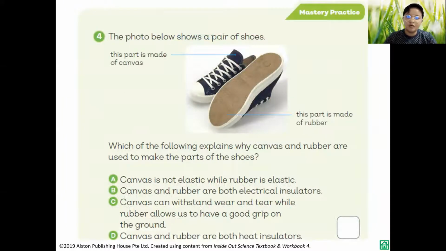Number 4, the photo below shows a pair of shoes. Which of the following explains why canvas and rubber are used to make the parts of the shoes? This is the canvas, and this is the rubber. Letter A, canvas is not elastic, while rubber is elastic. Letter B, canvas and rubber are both electrical insulators. Letter C, canvas can withstand wear and tear, while rubber allows us to have a good grip on the ground. And letter D, canvas and rubber are both heat insulators.